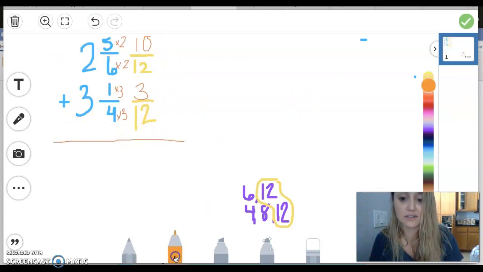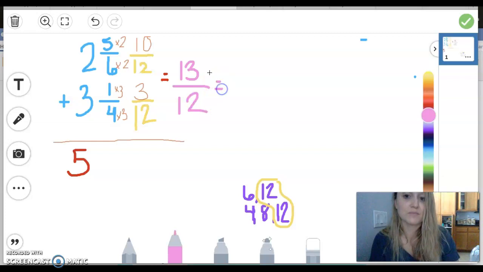Now, just to kind of color code it, first thing I'm going to do is add my whole numbers so I don't forget about those. Okay, now I'm going to come over here and I have 13 over 12. Now, this is an improper fraction, so we actually have to make it into a mixed number. So 12 goes into 13 once with 1 left over.